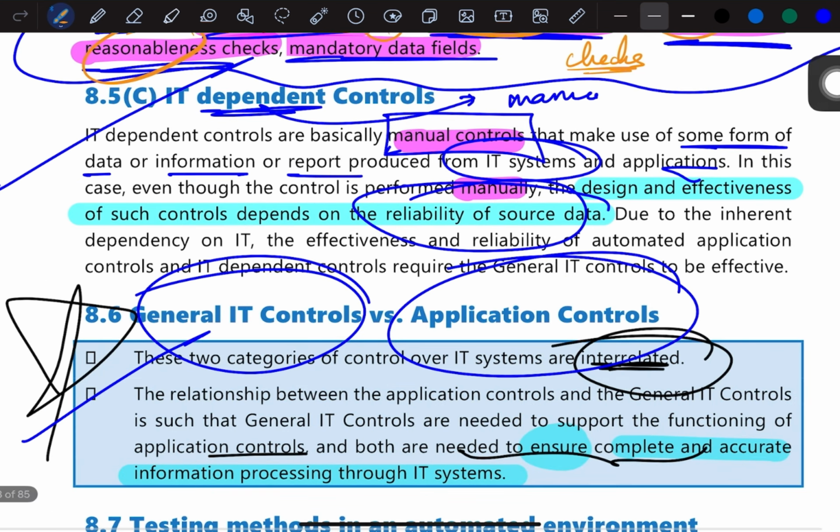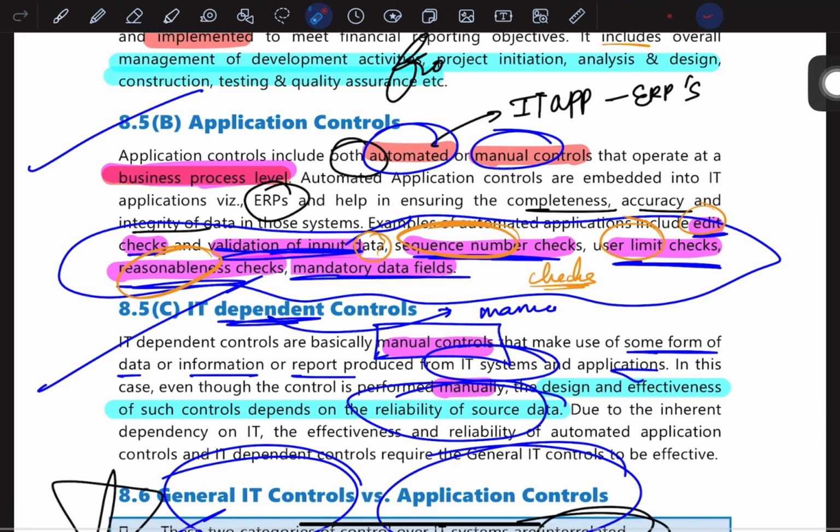Then we have IT dependent controls. So IT dependent controls are basically manual controls. So see, application controls are automated and manual, whereas IT dependent is only manual control. These are manual controls that make use of some form of data, information and report produced from IT systems. So in this case, even though the control is performed manually, the design and effectiveness of the control depends on the reliability of source of data.